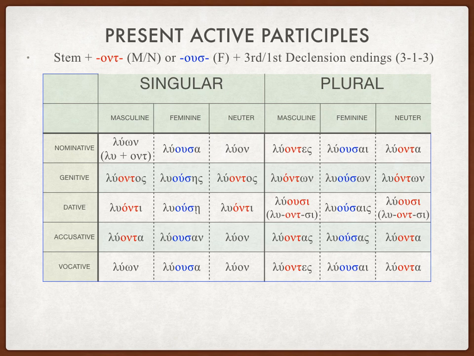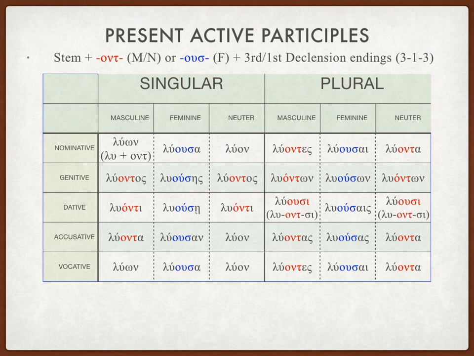When I go to the genitive, you can see the pattern start to emerge here. I'll take my verbal stem lu, add ont or us, depending on the gender that I'm using. Ont for the masculine and neuter in red, us for the feminine in blue in the middle, and my 3-1-3 endings. In the third declension, the genitive ending is os, so luontos is of the loosening someone, luuses of the loosening woman, luontos of the loosening thing. Sorry, not ransoming, loosening. I'm getting these confused myself.